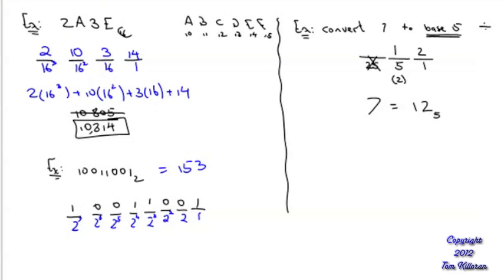So, okay. Say that again, 1 times 5 is what? 1 times 5 is 5. 2 times 1 is 2. 5 plus 2 is 7. How about this?